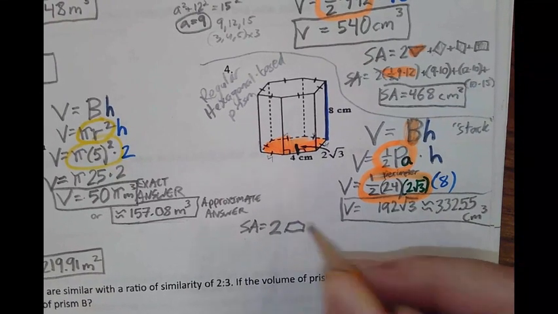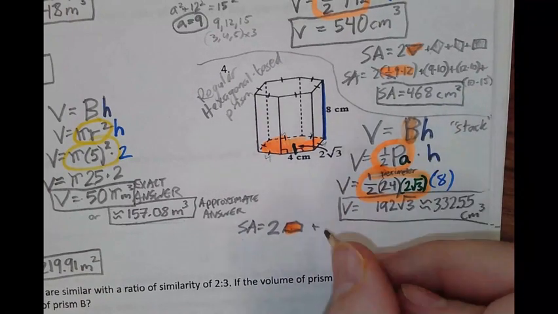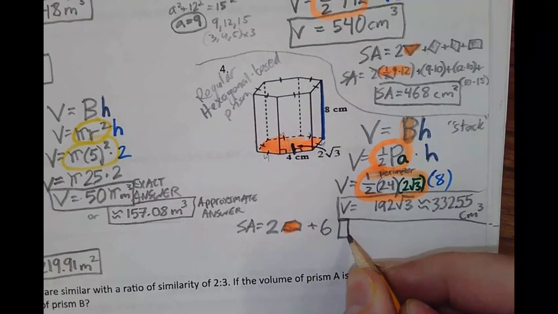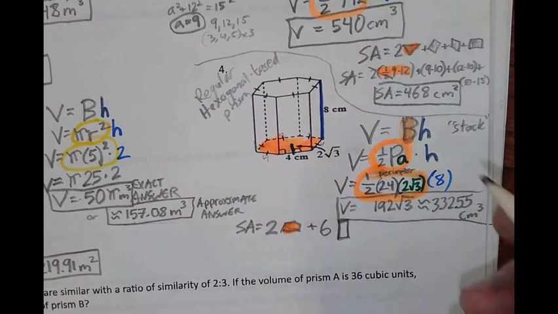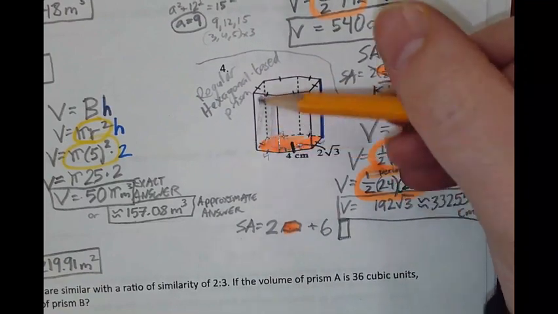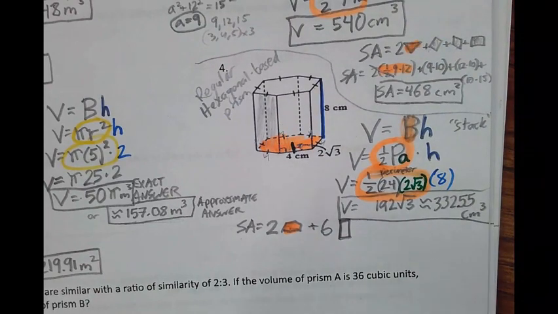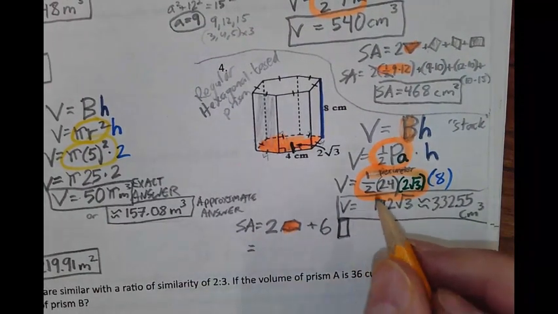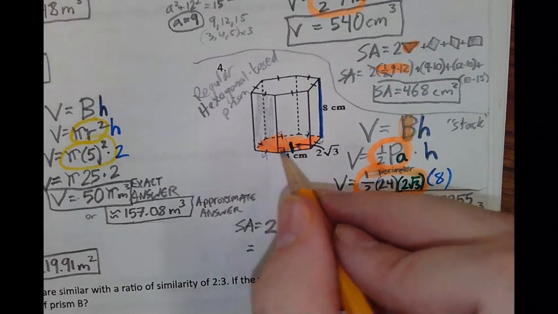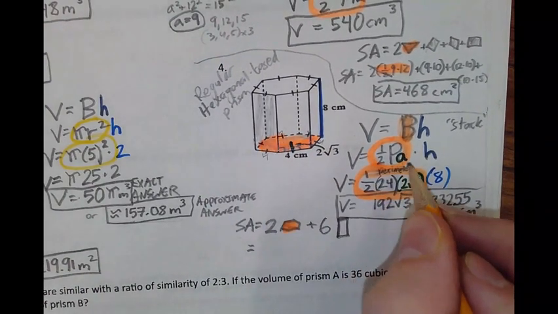The surface area of this figure is going to be 2 regular hexagons, and it's also going to be 6 rectangles. Remember, these rectangles are the same length and width all the way around the shape. They're all the same rectangle. So we need to multiply the number 2 by the area of the base.